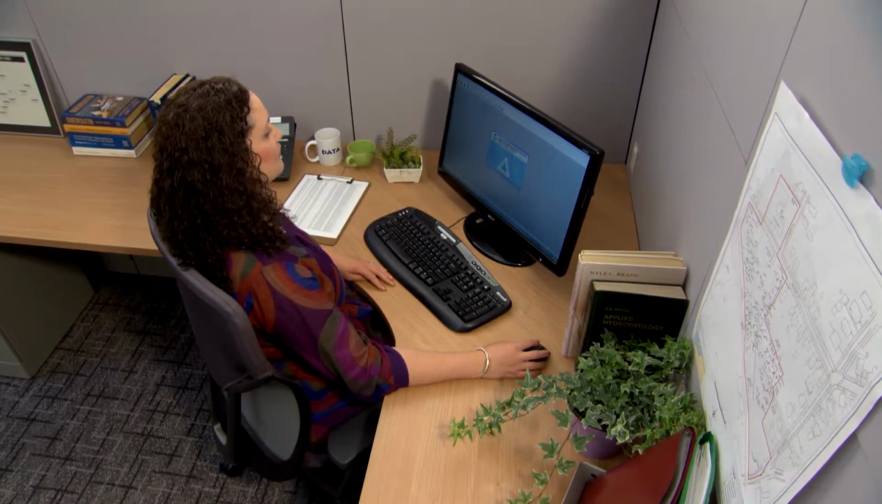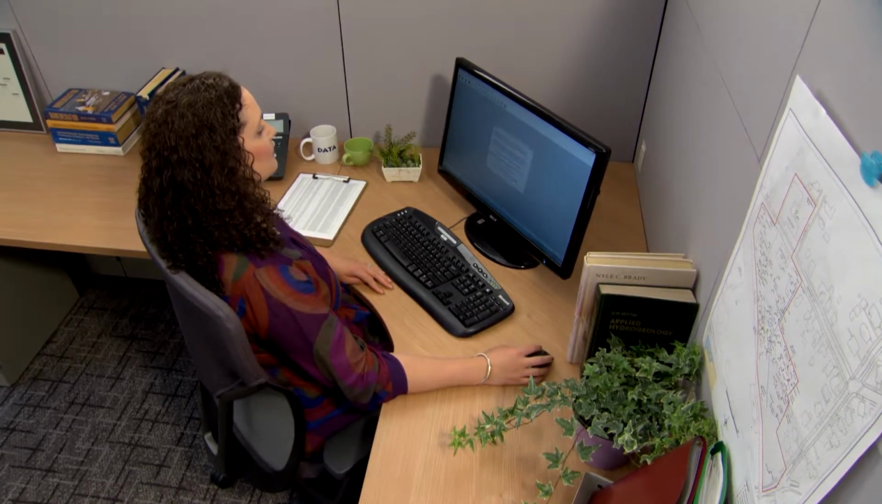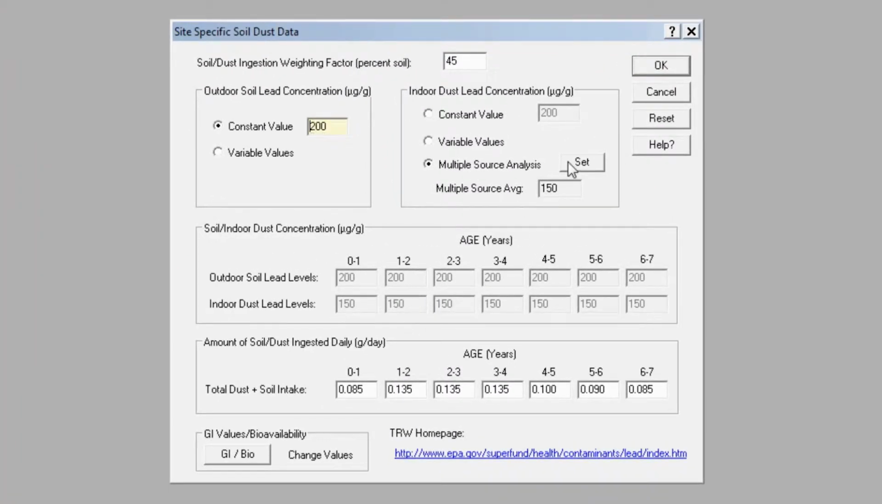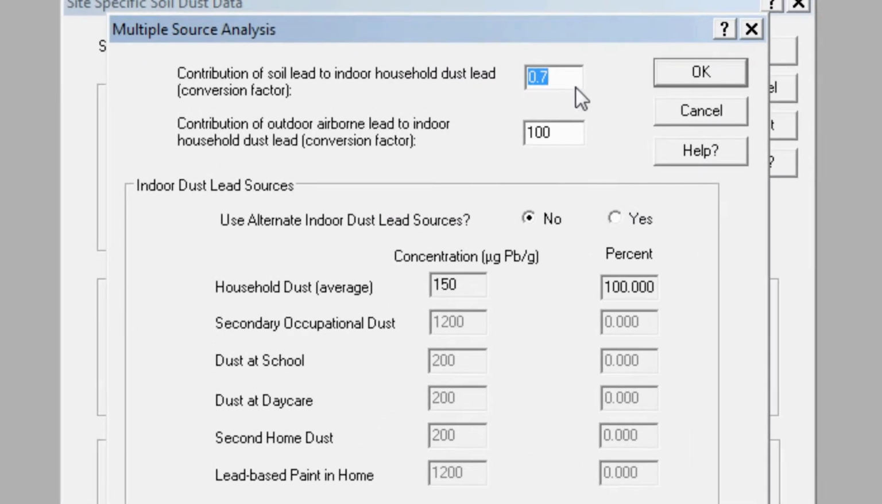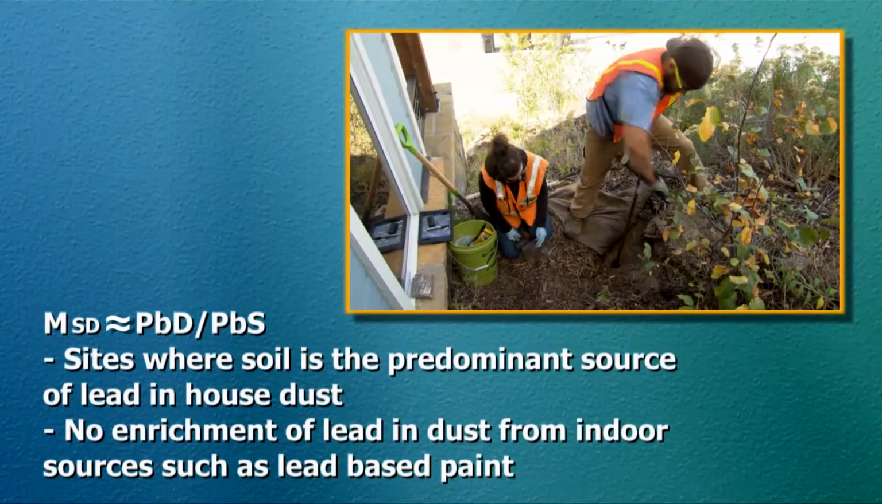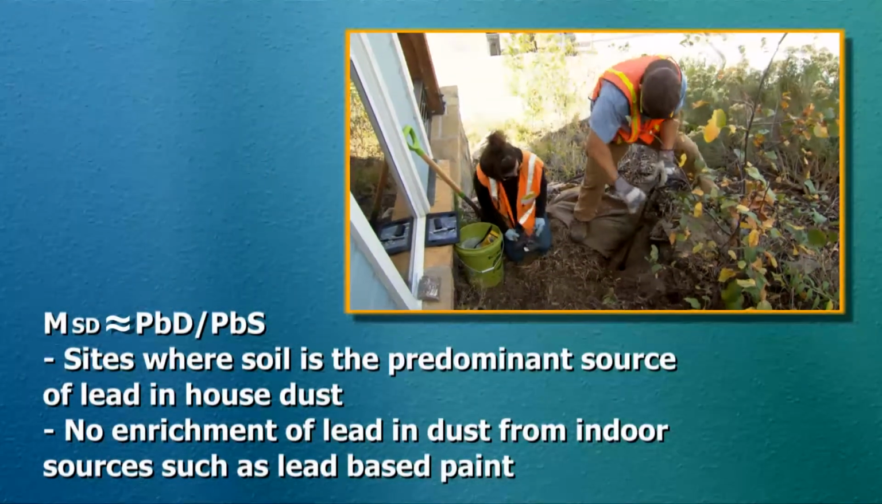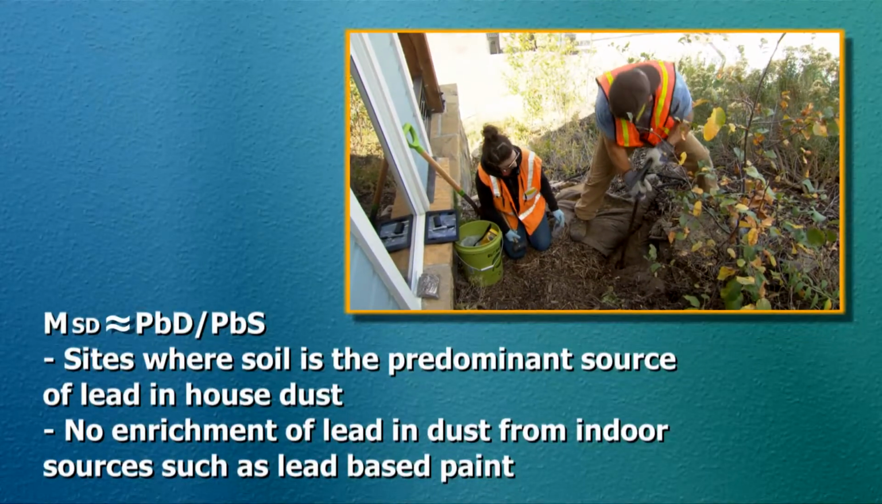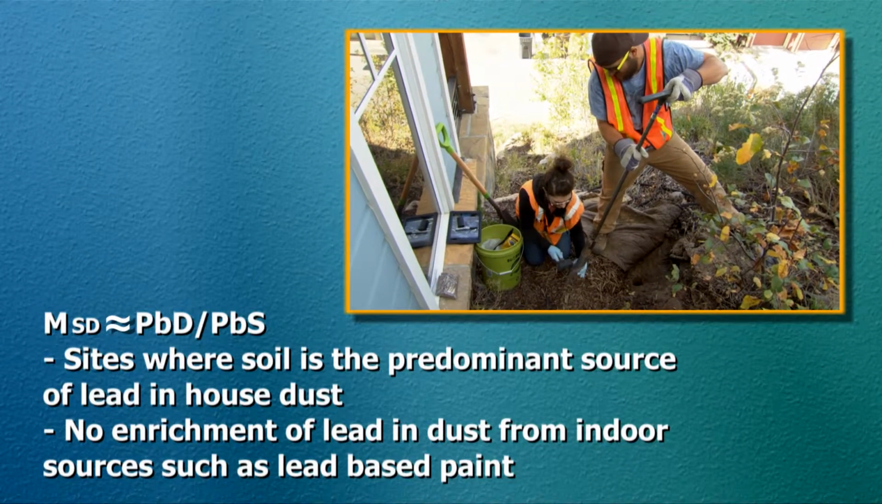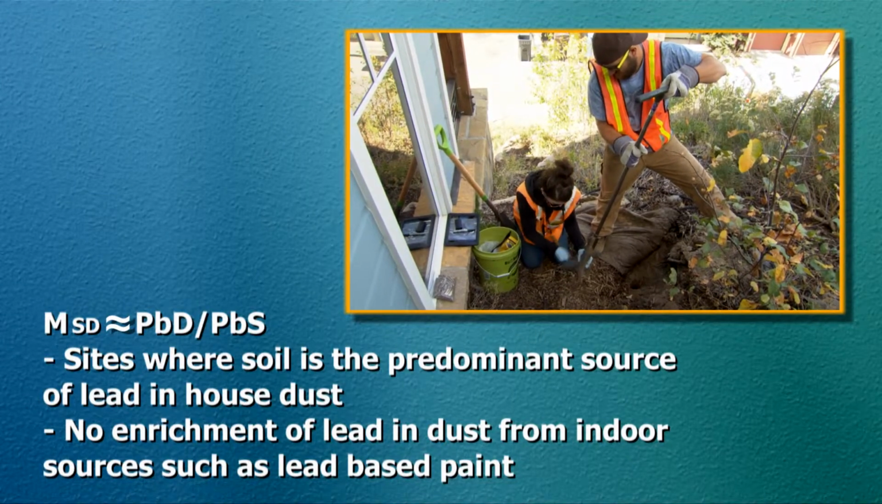The IEUBK model can also estimate indoor dust from outdoor soil. This is useful because EPA cannot always sample indoor dust lead. MSD is approximately equivalent to the PBD per PBS ratio at sites where soil is the predominant source of lead in house dust, that is, where there is no enrichment of the lead from paint.